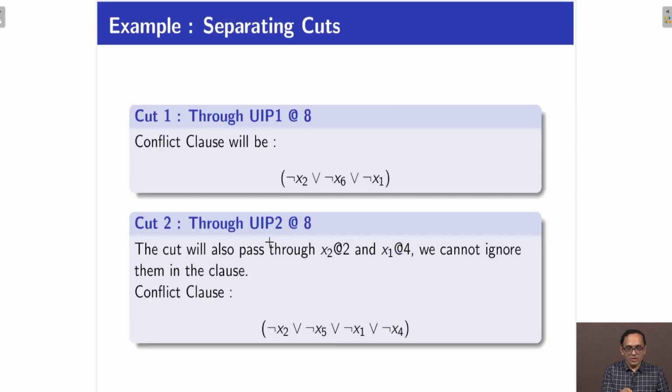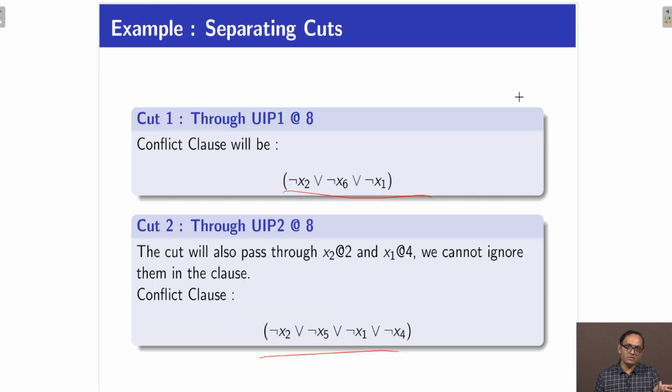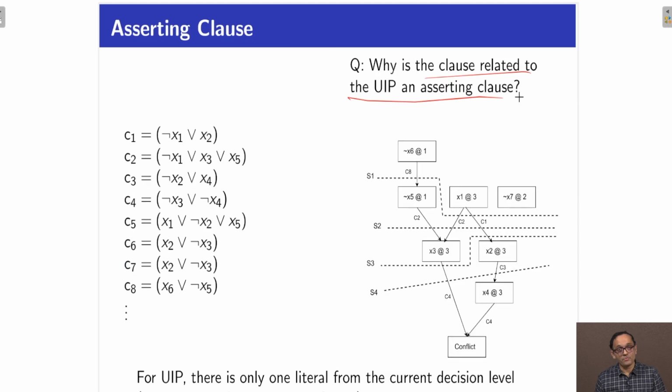Okay. So, this is what I have written here. This is the smaller clause. Now, the question is: why is the clause related to UIP the asserting clause? This is also an interesting question, right. I have seen that this is an asserting clause, but why is this going to happen all the time? Why will it not be an asserting clause also, right?